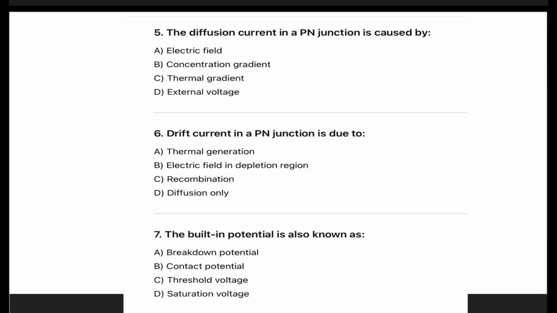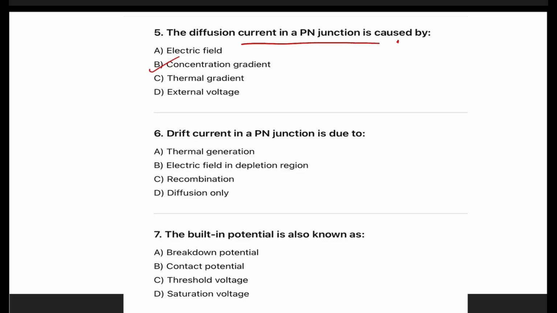Next question. The diffusion current in a PN junction is caused by option A, electric field, option B, concentration gradient, option C, thermal gradient, option D, external voltage. We had discussed that the diffusion current is caused by option B, the concentration gradient. Diffusion current arises because the carriers will move from the higher concentration to the lower concentration region.